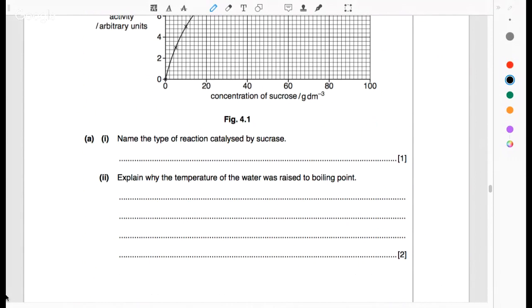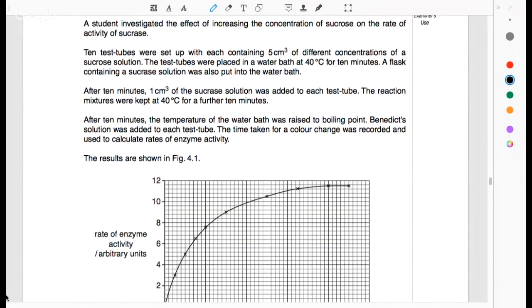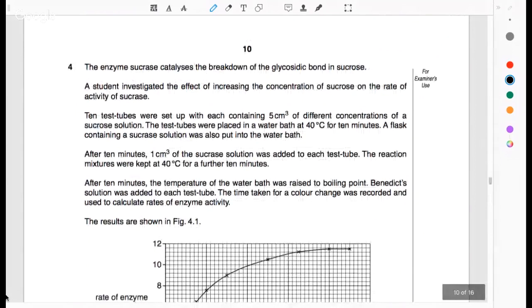Hydrolysis. Good. Temperature of water. The temperature of water is raised to a boiling point in order to denature the enzyme sucrase, so no further sucrose is being hydrolyzed. Good. So one mark that would say we want to stop sucrose being hydrolyzed, and another point saying that it's through denaturing the enzyme.